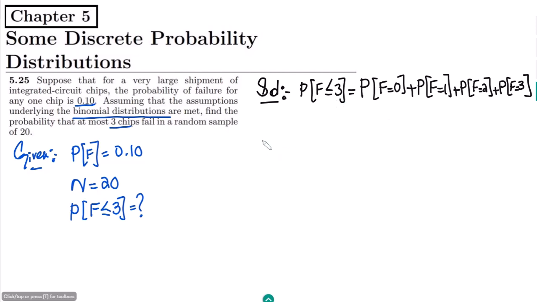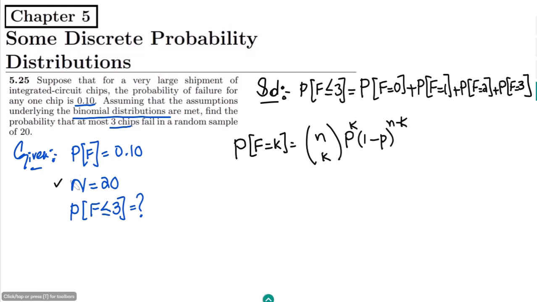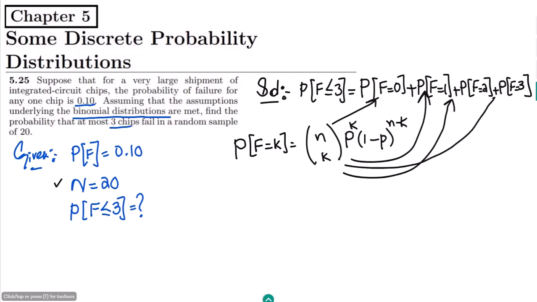So the formula we are going to use is the probability that the number of failures is k. This is n choose k, p to the power k, and (1 minus p) to the power n minus k. Here this p is p of f, this small n is the capital N, and k covers all the items here. So for each of the items we have to apply this formula.